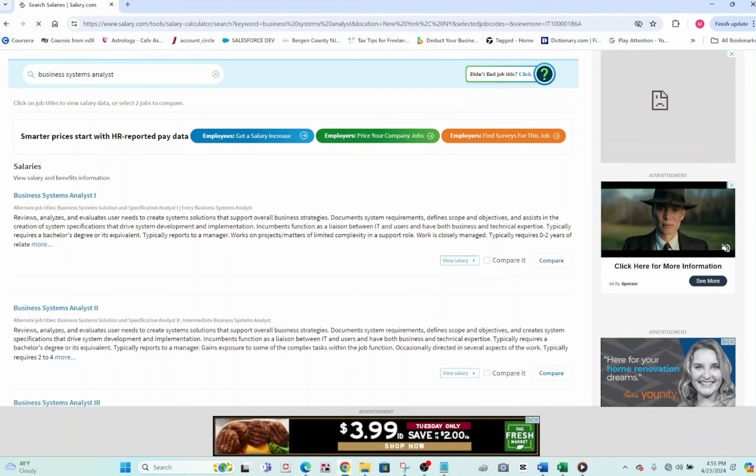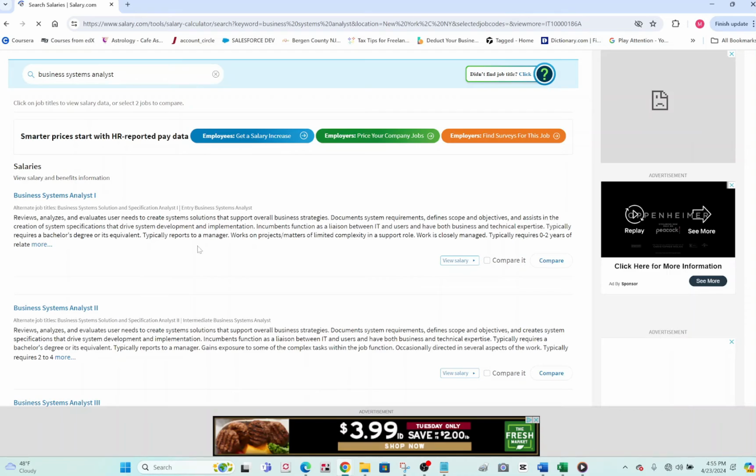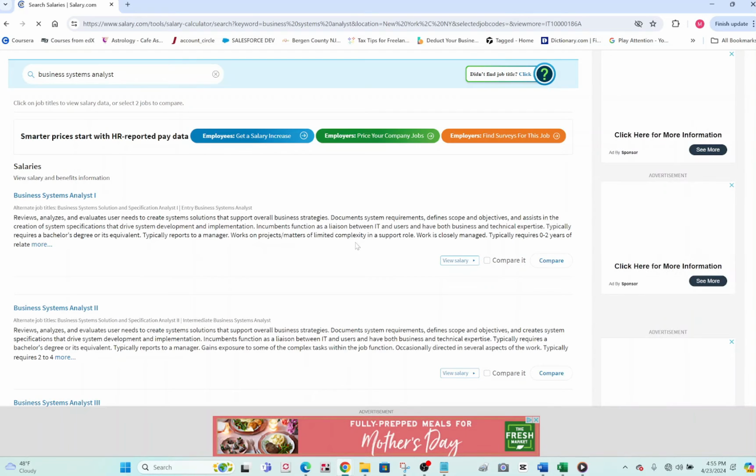Okay, reviews, analyzes, evaluates user needs to create system solutions that support overall business strategy. Documents systems requirements, define scope and objective, assists in the creation of system specification that can drive system development, implementation. Function as a liaison between IT and users that have both business and technical expertise. Typically requires a bachelor degree or equivalent, reports to a manager, works on projects of limited complexity in a support role, work is closely managed, typically requires 0 to 2 years of related experience.